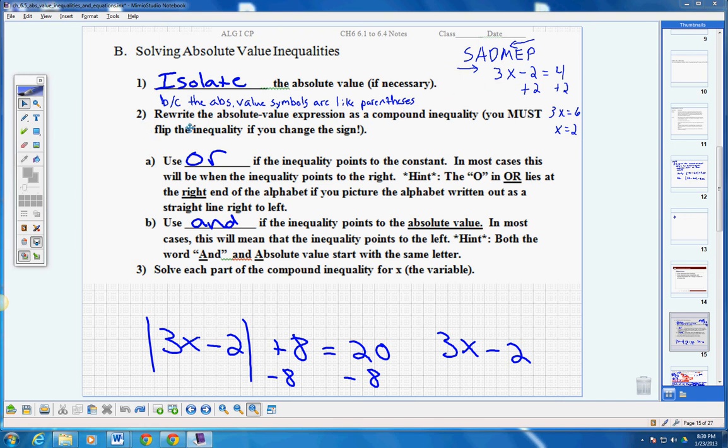So, looking at that, after we isolate it, I want to rewrite the absolute value expression as a compound inequality. You gotta flip the inequality if you change the sign. When a negative comes along, you must flip it. Flip it good. Into shape.